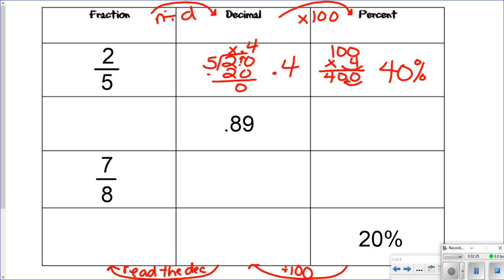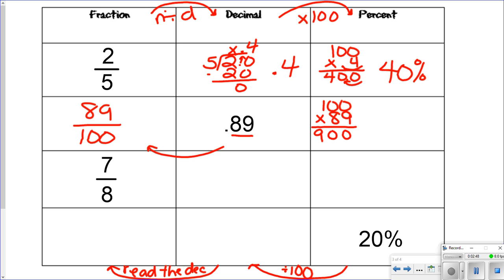Next, going from a decimal to a fraction, we read this as 89 hundredths. You do not have to simplify. To change a decimal to a percent, I will multiply by 100. 9 times 0 is 0, 9 times 0 is 0, 9 times 1 is 9. Placeholder 0, 8 times 0 is 0, 8 times 0 is 0, 8 times 1 is 8. Decimal point was before the 8, 1, 2, 1, 2 in my answer, 89%.